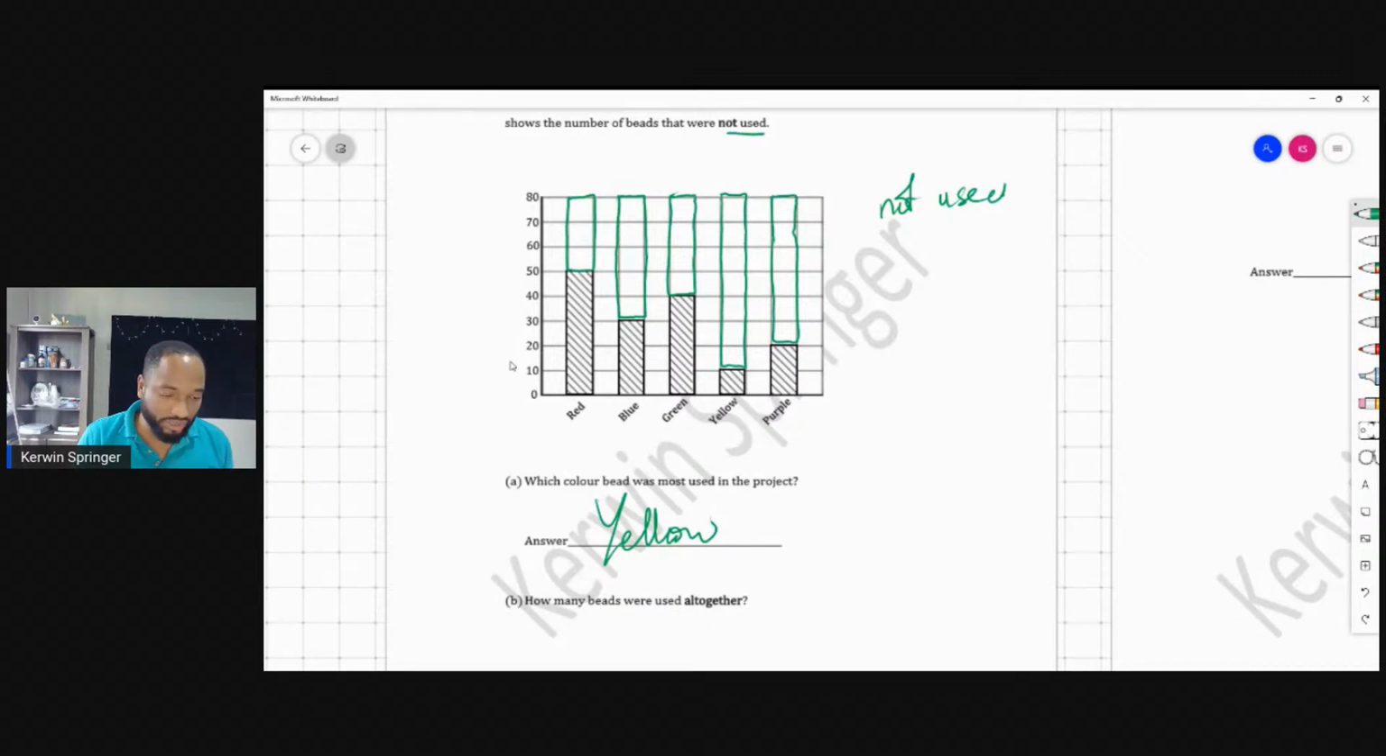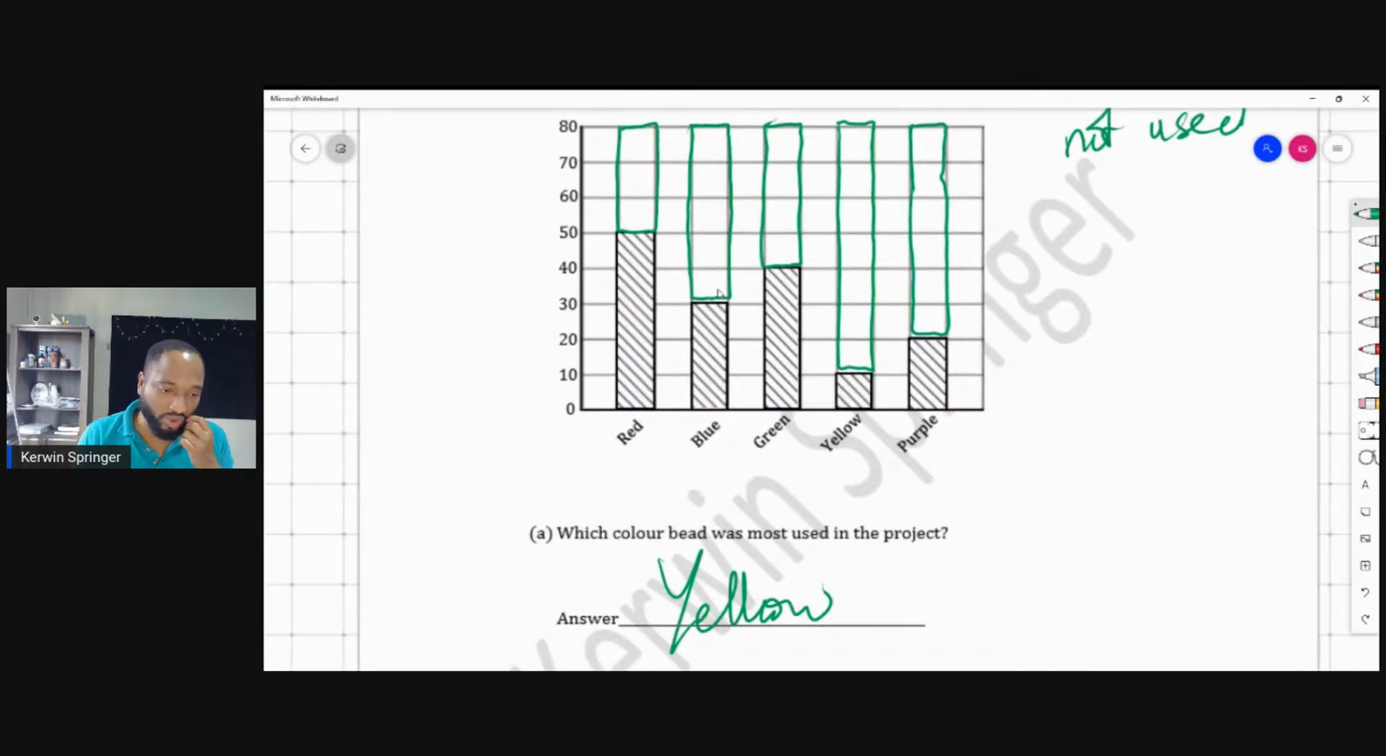Well, I can do 2 things. I can count up how many were not used and subtract, or I can count up how many were used. But let's count up how many were not used. So 50, this is 30, this goes to 40, this one goes to 10, this one goes to 20. Adding this up real fast, am I getting 150 beads not used? Am I getting 150 beads not used? You all got that?